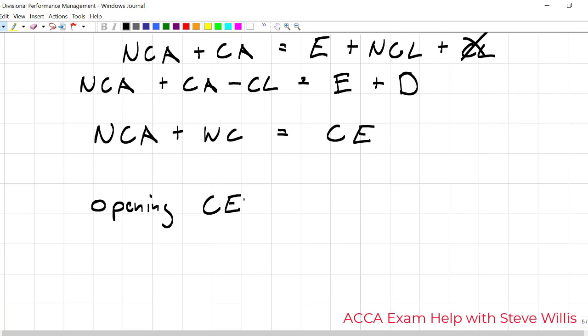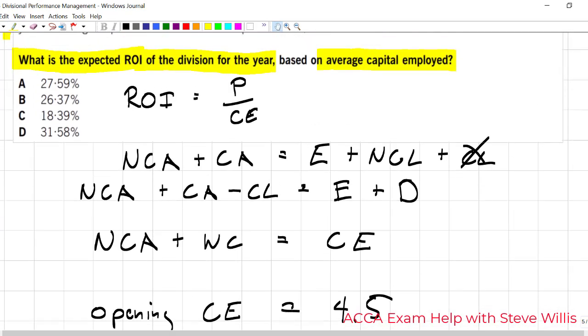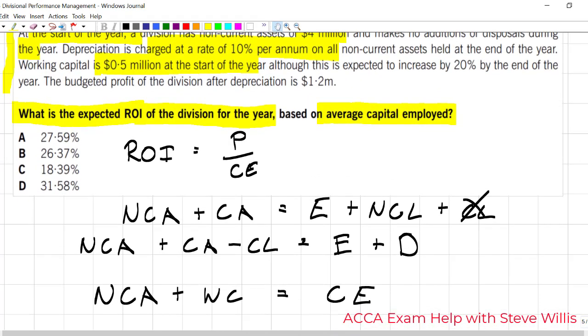You remember, if they tell us that the non-current assets are $4 million and the working capital is 0.5, then that has to be 4.5. So my opening capital employed is 4.5. Now, do we have information about the closing capital employed? Depreciation is 10% per year. Now we can use that. So that means the value of our assets will drop 10%, and working capital is expected to increase by 20%.